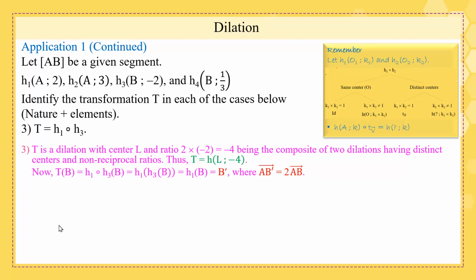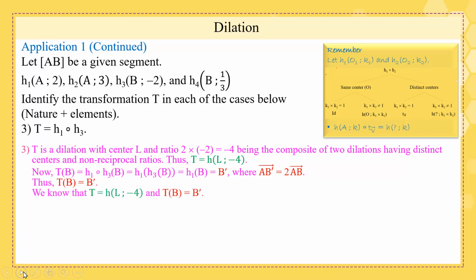So here we select the point B to find its image by T. Another student can also select the point A, for example, to find its image by T, and continue by the same way that we are going to do here. Let us continue. Thus here T of B equal B prime.